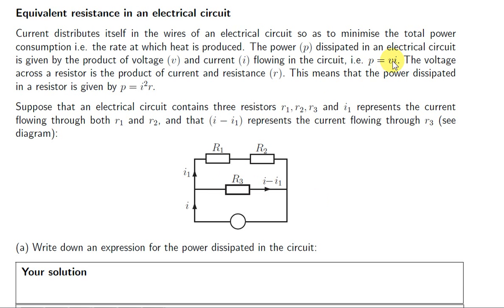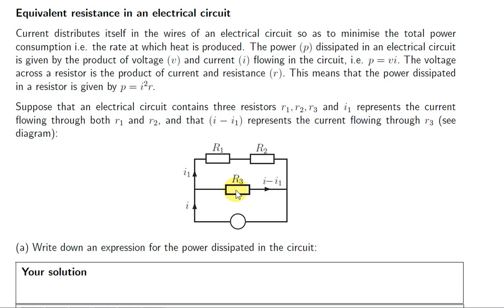However, the voltage drop across any resistor, V, is the product of the resistance of the resistor, R, and the current flowing through it, I. So V equals RI. So that means P equals RI times I, which can be written I squared R.